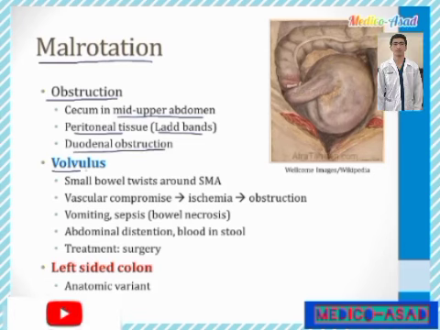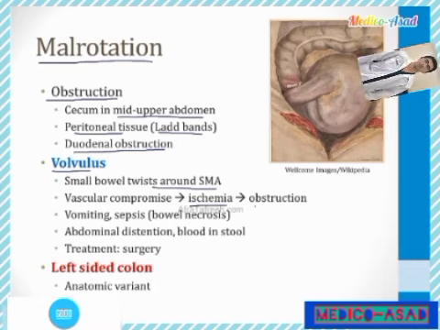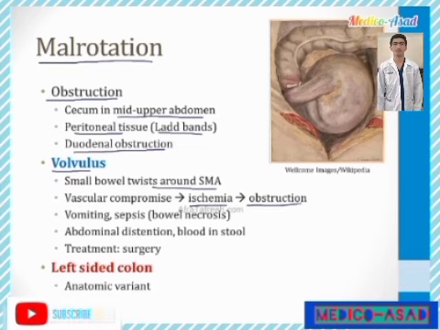Malrotation can also cause volvulus. Volvulus occurs when the small bowel twists around the superior mesenteric artery. This leads to vascular compromise and ischemia, and ultimately leads to a bowel obstruction. This is a drawing on the screen showing you what volvulus can look like. It's a twisting of the bowel.